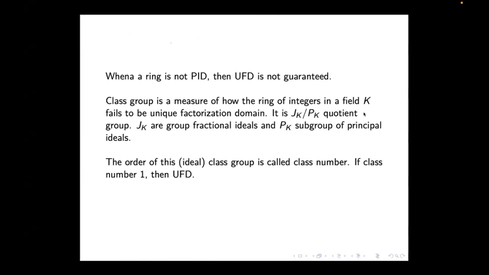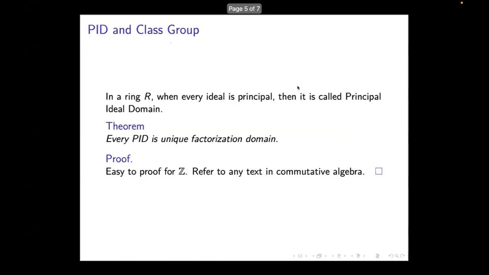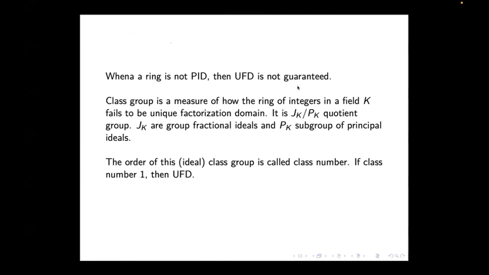So when a ring is not a principal ideal domain, the factorization is not guaranteed actually. This is a very important theorem. Now, when unique factorization is not guaranteed, that means an element can be factored in not just one way, it can be factored in two ways. That is the failure of unique factorization.